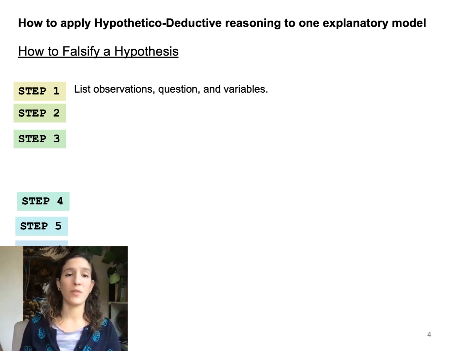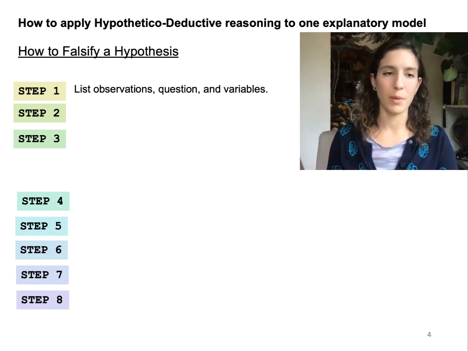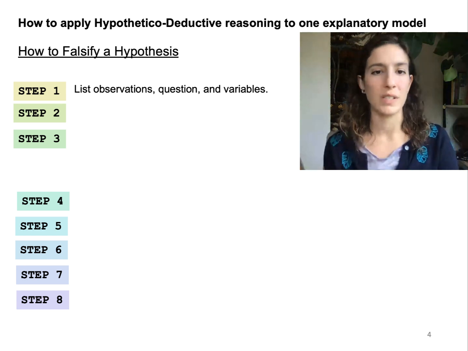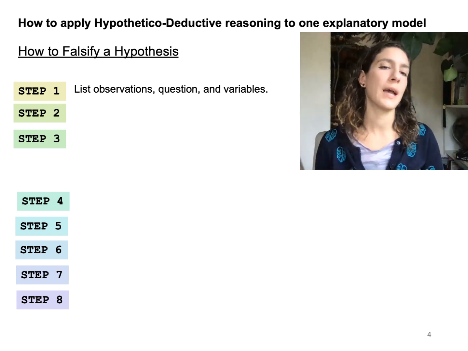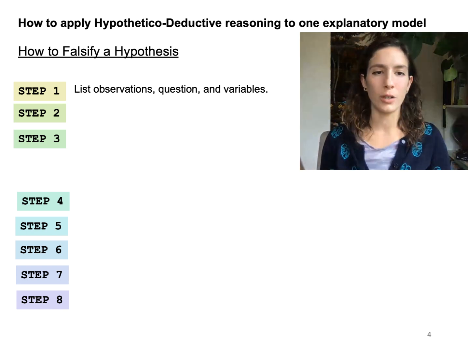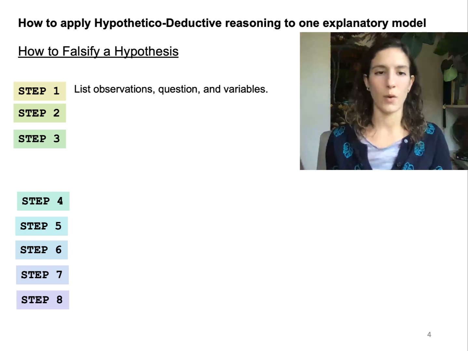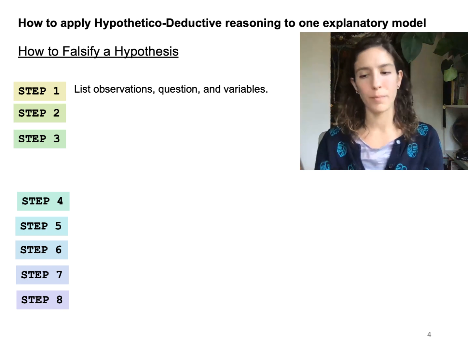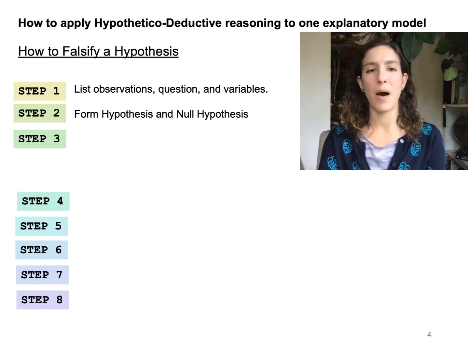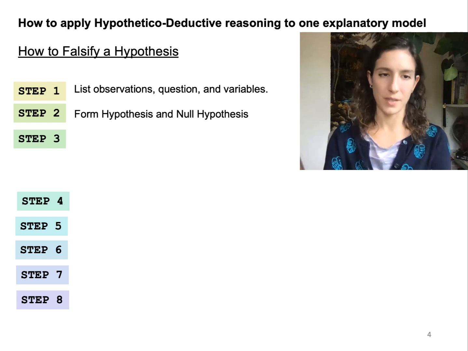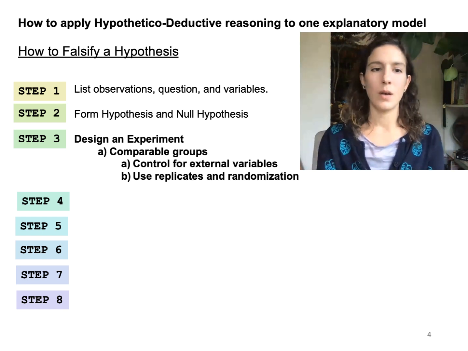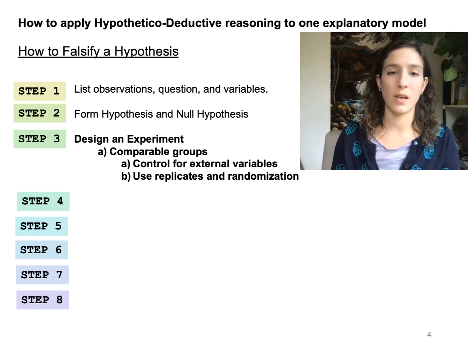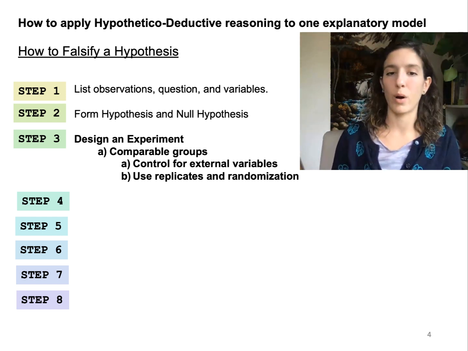You make a list of observations, questions, and variables. So here's an example. Maybe some other version of the steps of this process would have had those as 3 separate steps. I've put them all together because they kind of go together. You have an observation. It causes you to think of a question, and then you have to sort out what are the variables of your question. Once you've done that, you form your hypothesis and your null hypothesis.